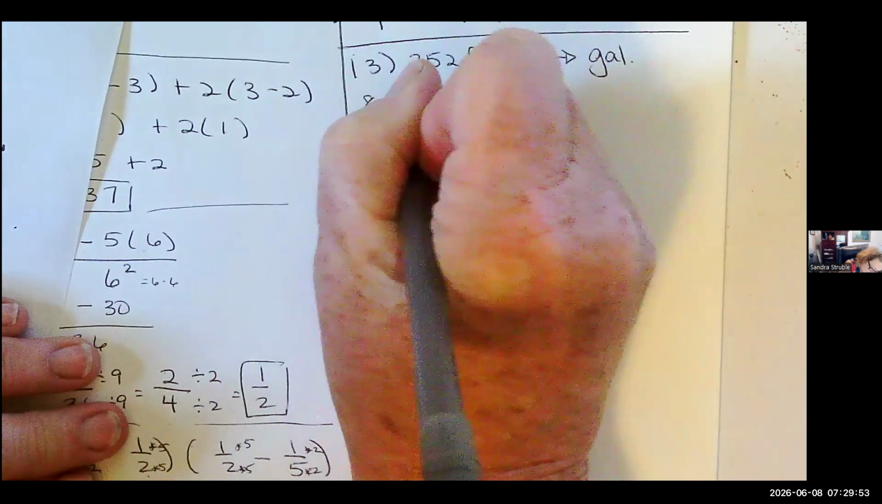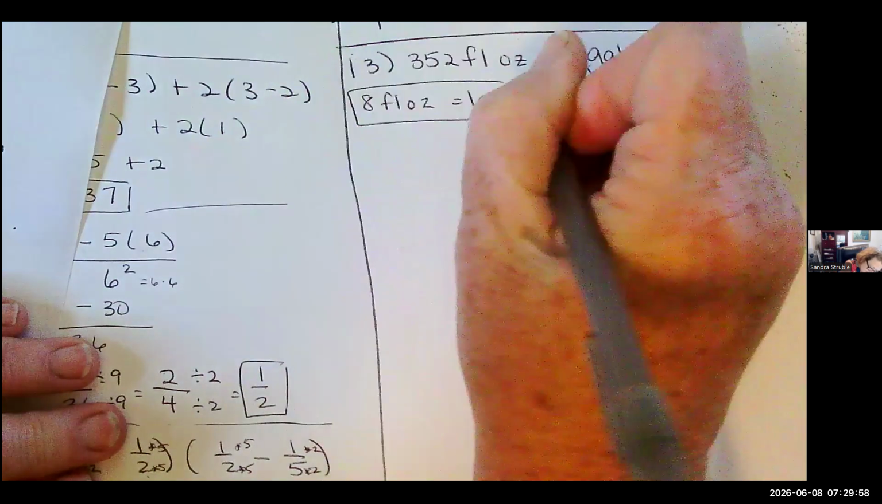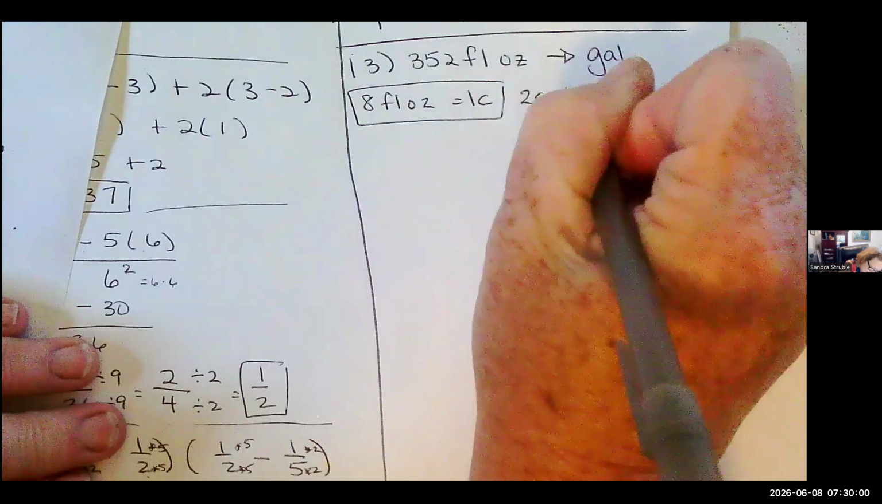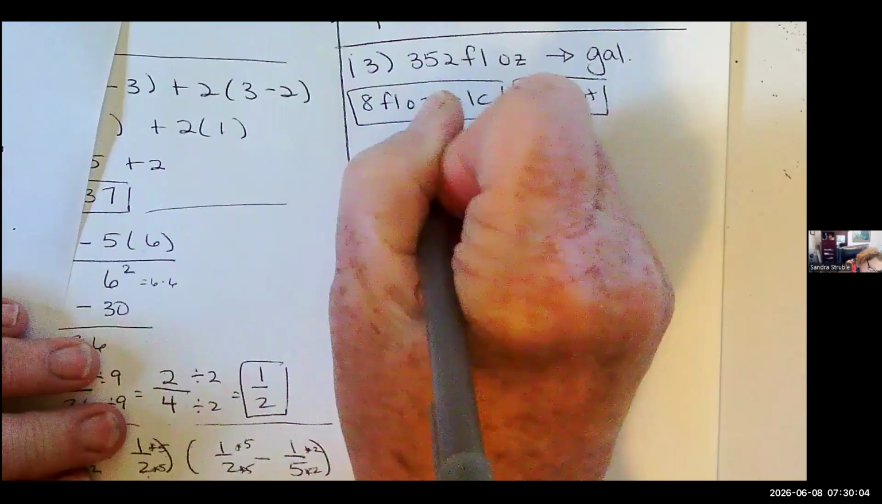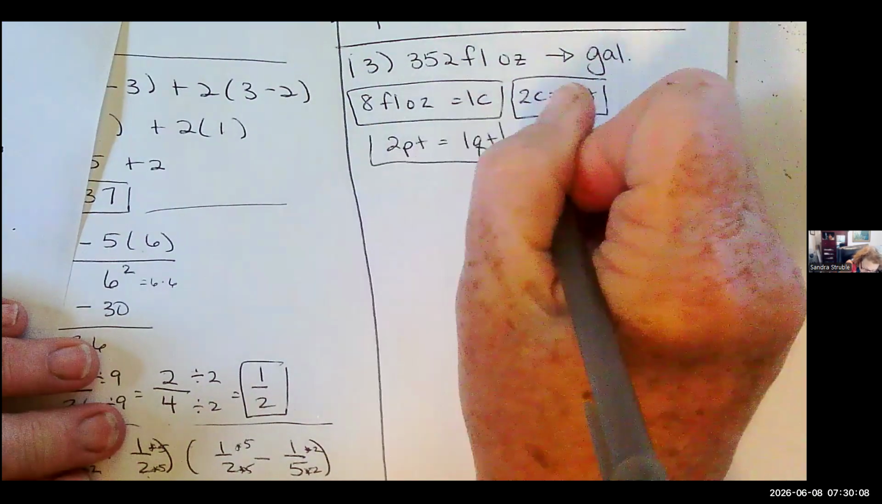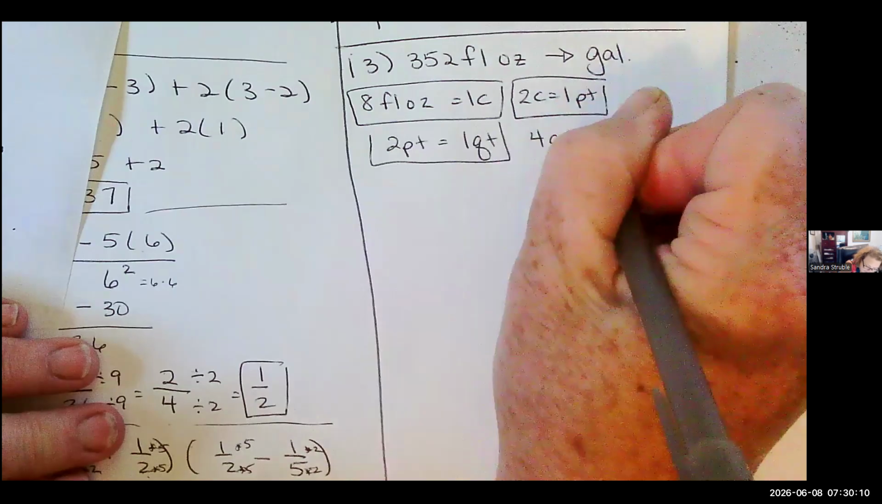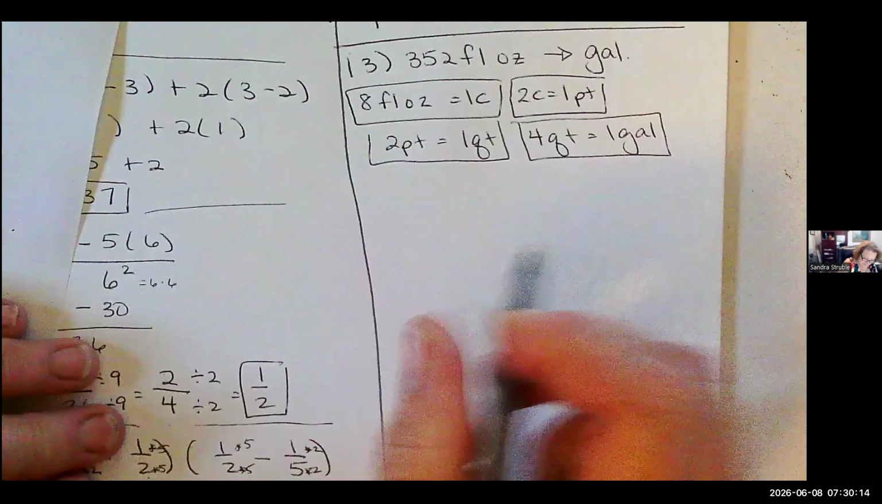There's one conversion. There are 2 cups in a pint, 2 pints in a quart, and 4 quarts in 1 gallon. These are the conversions we're going to use. We're going to start with 352 fluid ounces.